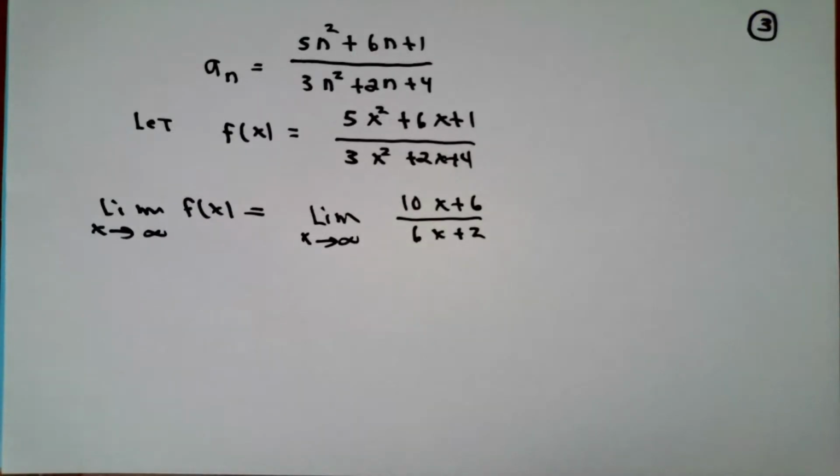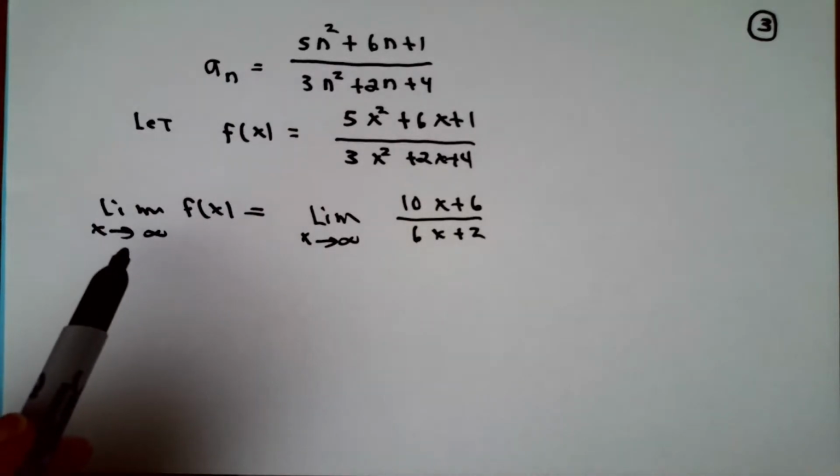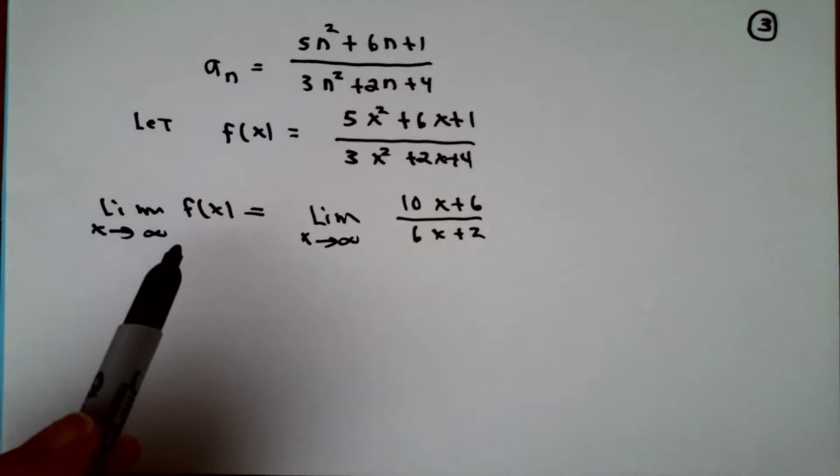If I want to look at the sequence whose terms are given by 5n squared plus 6n plus 1, over 3n squared plus 2n plus 4, we can do as we have previously done. I'll make up a function of an ordinary variable x. f of x is 5x squared plus 6x plus 1 divided by 3x squared plus 2x plus 4. And we will look at the limit as x tends to infinity of f of x.